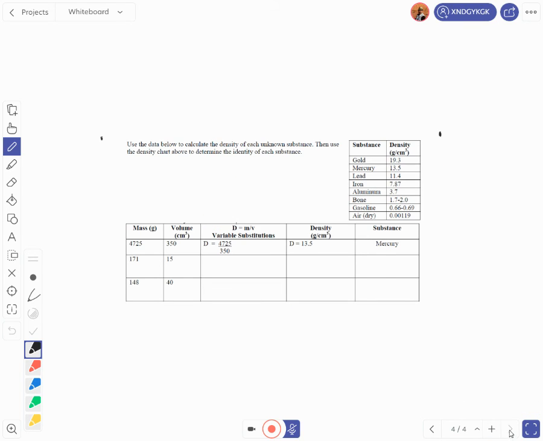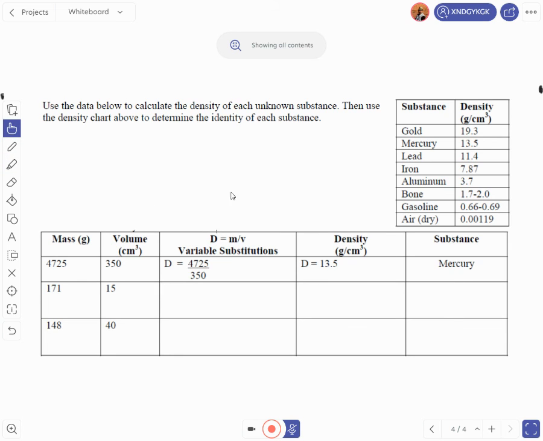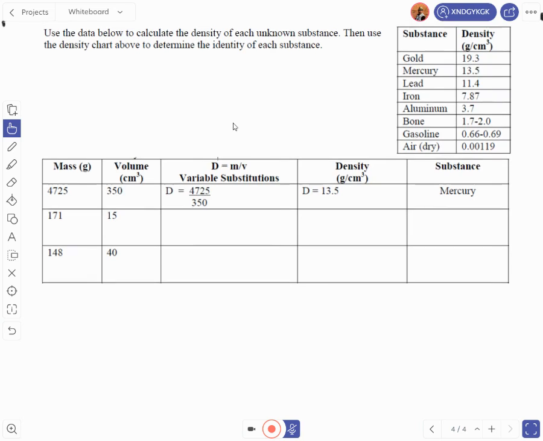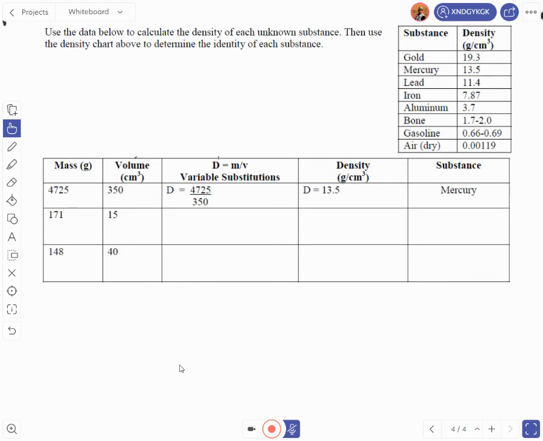Well, last question for today's session is this one. In fact, we use the density concept in science also, in physics and chemistry. Here, I'm going to teach some chemistry related questions. Use the data below to calculate the density of each unknown substance. Okay, right. I see that mass is given as 4,725 grams. Volume is given as 350 cubic centimeters. The formula is used, and D is 13.5. So when it is 13.5, the substance is mercury.